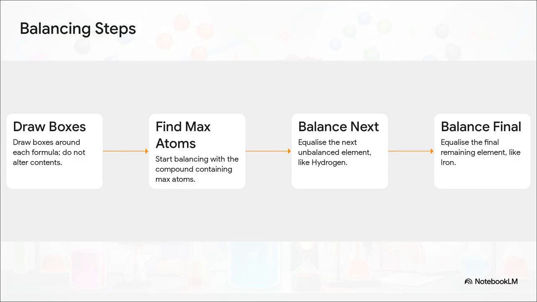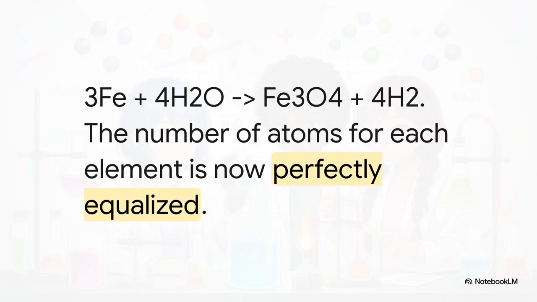First, it's absolutely critical to draw conceptual boxes around our chemical formulas, because we cannot alter the internal molecular structure. Changing H2O to H2O2, for example, doesn't balance the water. It creates hydrogen peroxide, a fundamentally different and highly reactive chemical. We can only change the number of whole molecules involved. A really effective strategy is to start balancing the compound that contains the maximum number of atoms. By equalizing the oxygen first, we temporarily throw off the hydrogen, which we then balance next, finally matching up the singular iron atoms. And through this careful, iterative process, we arrive at a perfectly balanced equation.